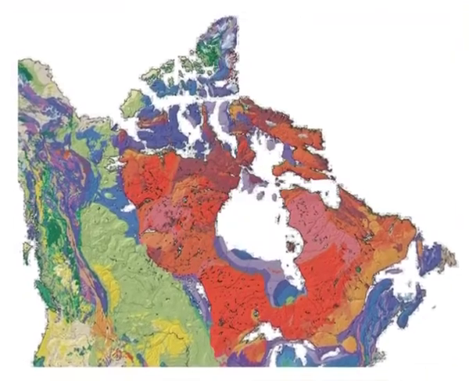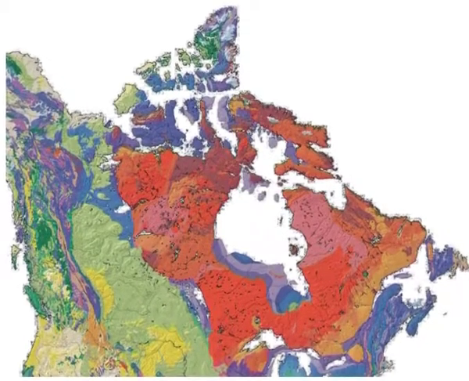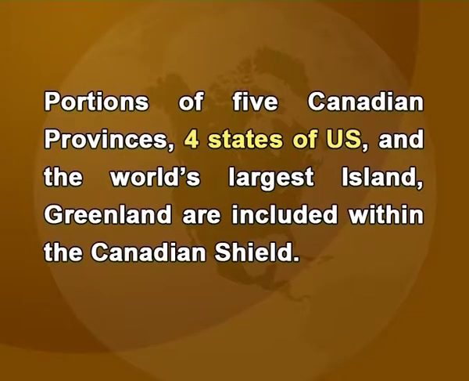The shield was the center of continental glaciations in North America that leveled the land and created numerous lakes, marshes and ponds. Portions of 5 Canadian provinces, 4 states of the US and the world's largest island, Greenland, are included within the Canadian Shield.